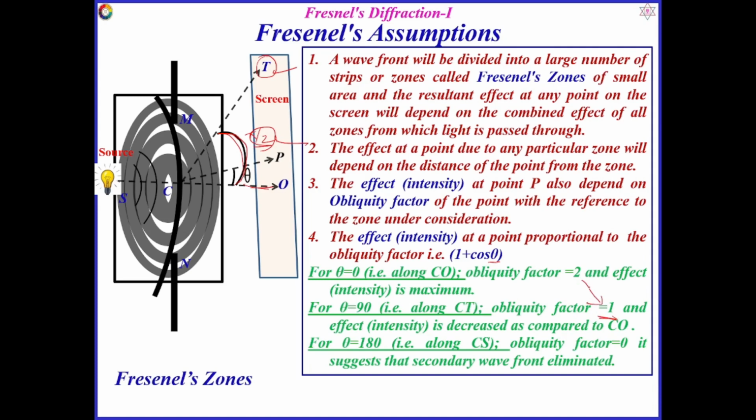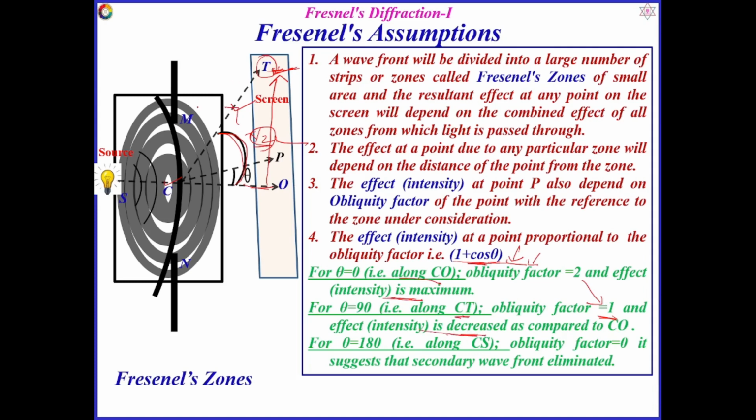Here the obliquity factor is reduced continuously as we go away from the horizontal. So the obliquity factor decreases, and hence the intensity at the point T due to the first half period zone is going to be reduced. We found that as the obliquity factor decreases, the intensity at an arbitrary point decreases. If we move from the horizontal in this direction on the screen, the obliquity factor decreases, due to which the intensity at those points decreases. So along CO the intensity is maximum, and along CT the intensity is decreased.